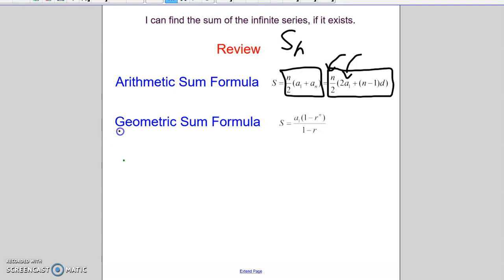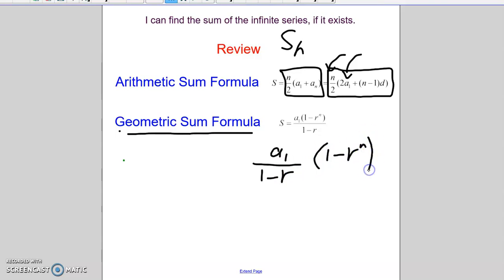And then for geometric series, we have this formula. And I can also write this as a sub 1 over 1 minus r, and then keep this 1 minus r to the n over here to the side. So that's the way you'll see me writing it today when we're going through these infinite series.